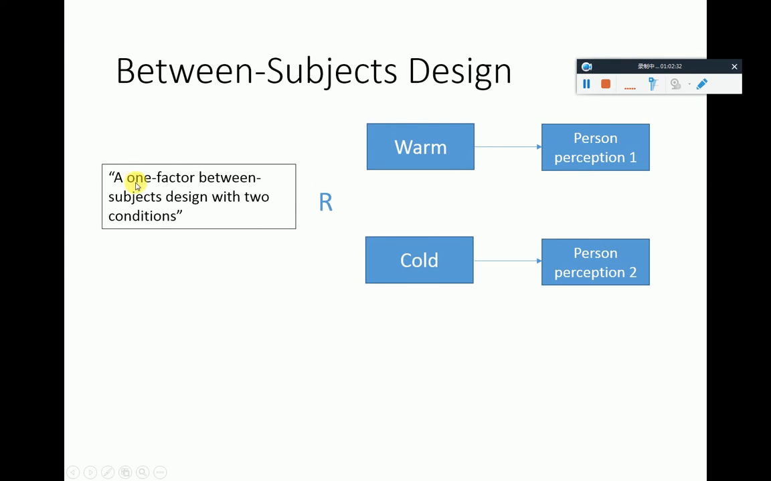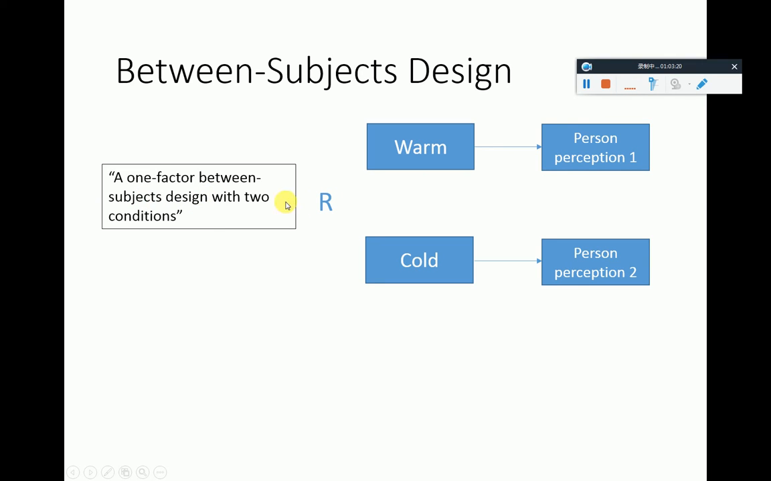So we'll call this design a one factor between subject design with two conditions. The one factor here is interpersonal warmth, and it has two conditions because we make it take two values, warm and cold. It is a between subject design because we assign different people into these two groups. In other words, participants in this condition will never be assigned to this condition, and vice versa. The participants in these two different conditions are totally different. So that's why it is a between subject design.